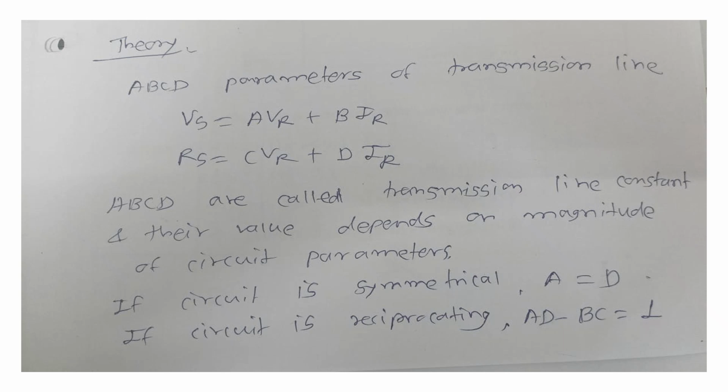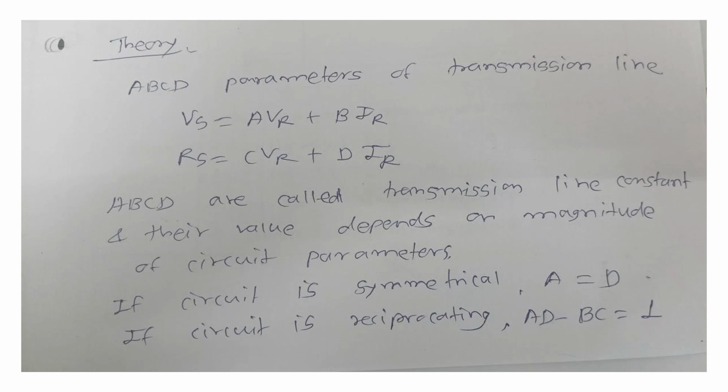The ABCD parameters of transmission line are usually used to represent the sending end parameters like sending end voltage and sending end current in terms of the receiving end parameters like receiving end voltage and receiving end current. So Vs is equal to A VR plus B IR, Is is equal to C VR plus D IR, where ABCD are called as the transmission line constants, and their value depends on the magnitude of circuit parameters.